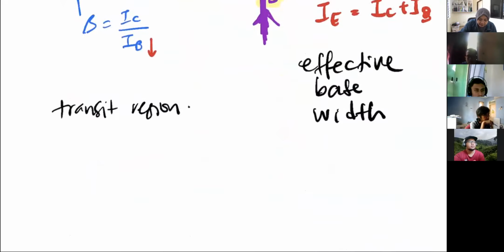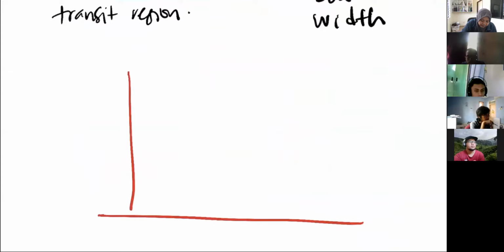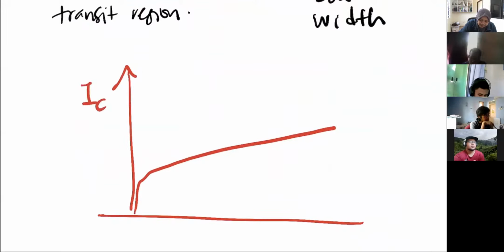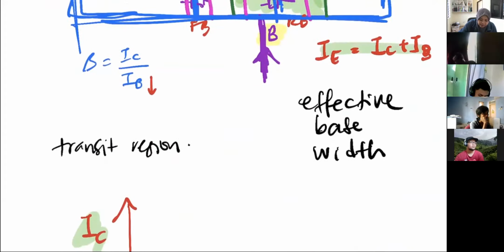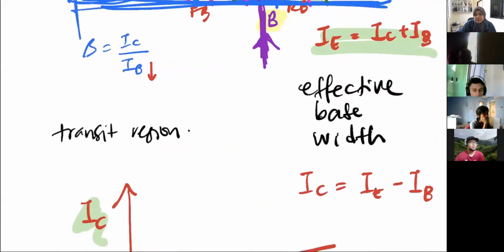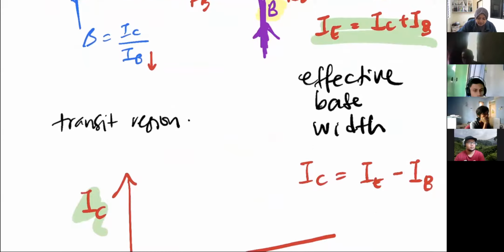But the graph we plotted just now is actually IC versus VCE. Okay, so we want it in terms of IC. So therefore if you rewrite this equation here, it becomes IC equals IE minus IB. Right? If that's the case, now IB becomes lower.